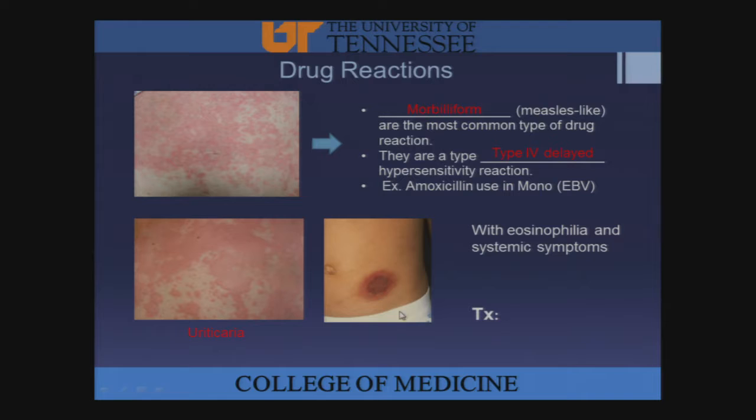And what's this? It's exactly what it is. Describe what it is. It's a fixed drug eruption. Okay. And if you have a drug reaction and you see systemic symptoms and eosinophilia, what's that called? Dermatological emergency. Stress.